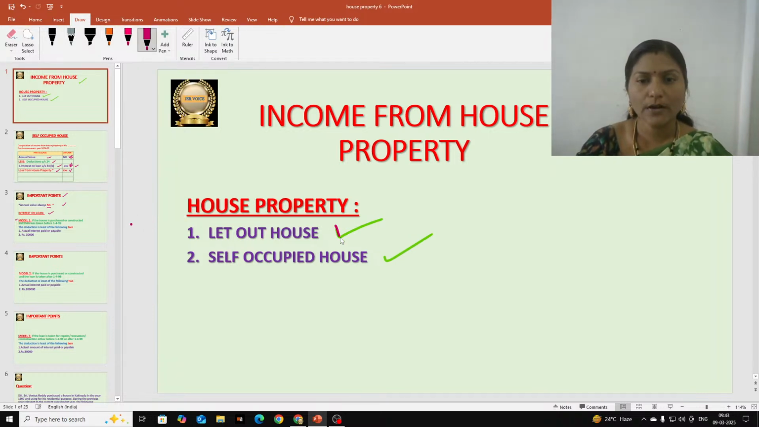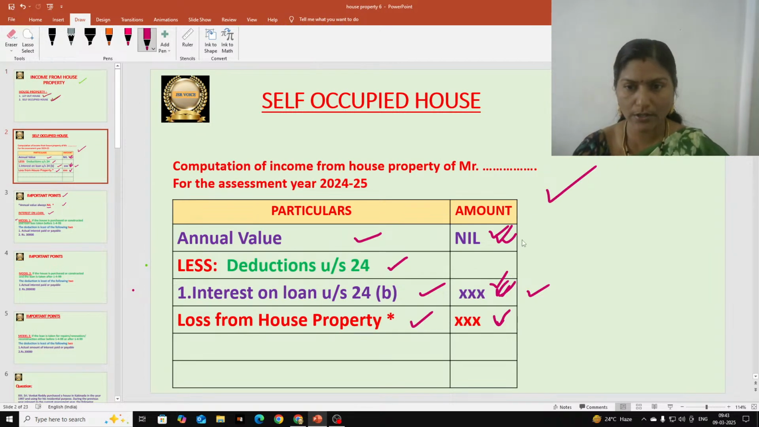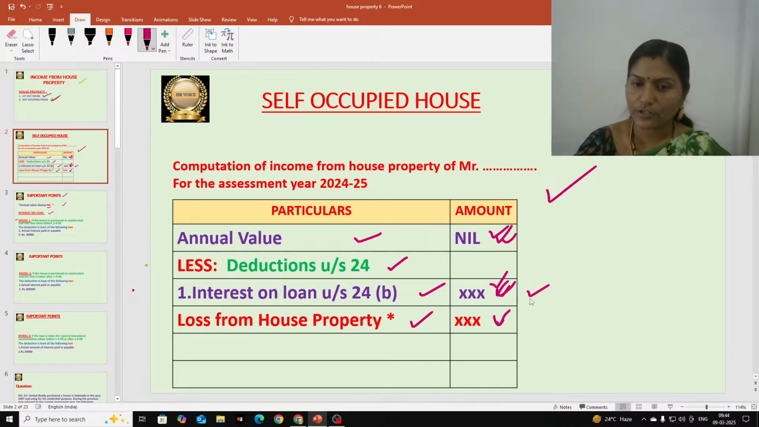Okay, self-occupied house. I started discussing self-occupied house, and I have shown the format also. This is the format for self-occupied house. Always, annual value is nil and there is only one deduction: interest on loan under section 24 subsection B. This is the only deduction.